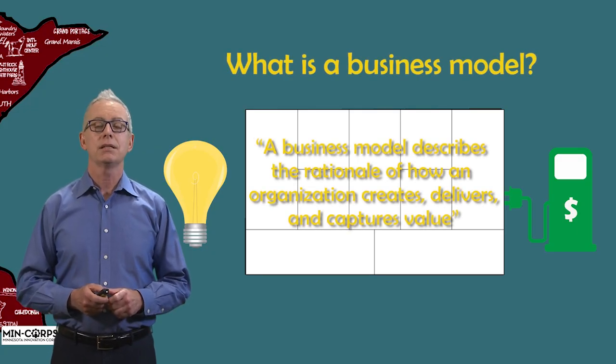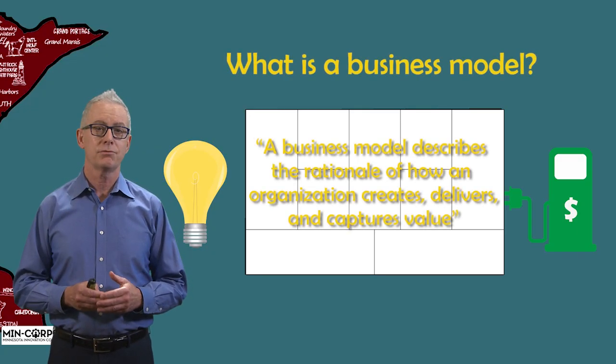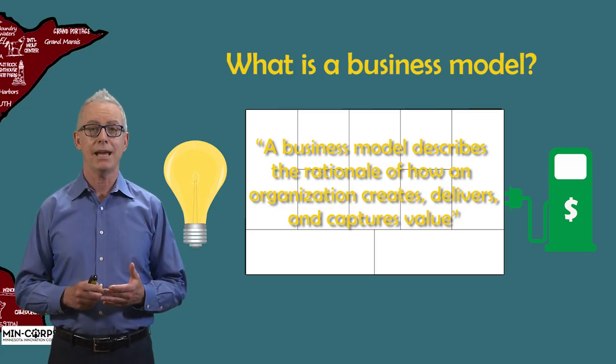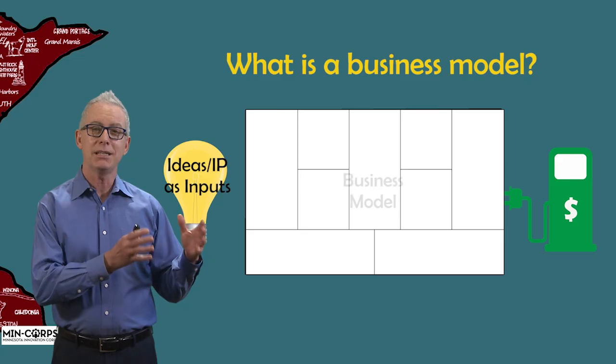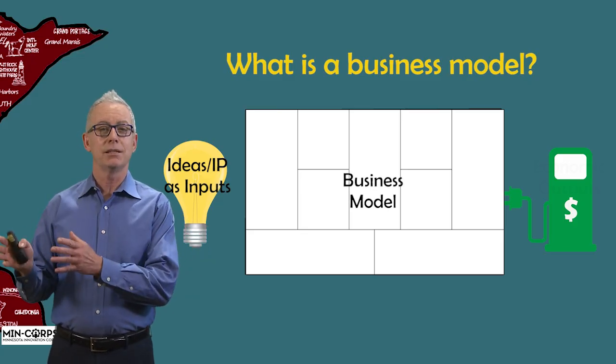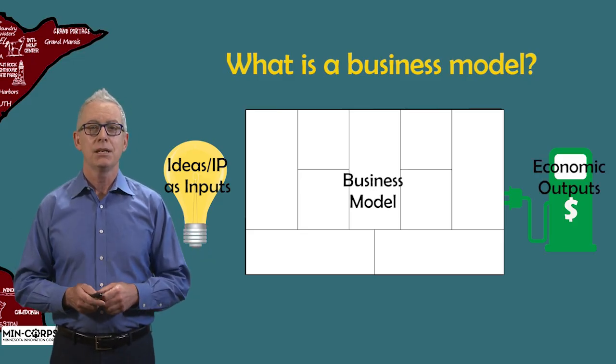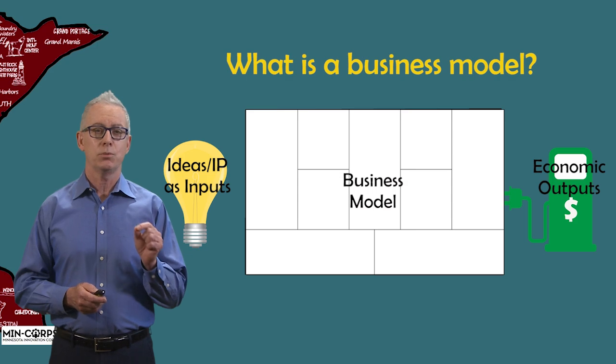A business model is the way a company organizes itself to create, deliver, and capture value. In other words, it's the way you take your ideas or your IP as inputs and translate them into economic outputs. So let's talk about those three important verbs.